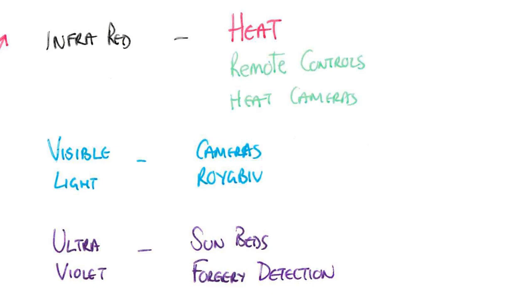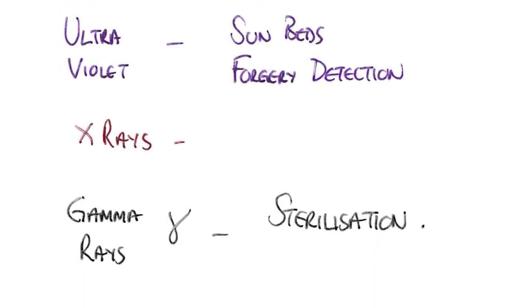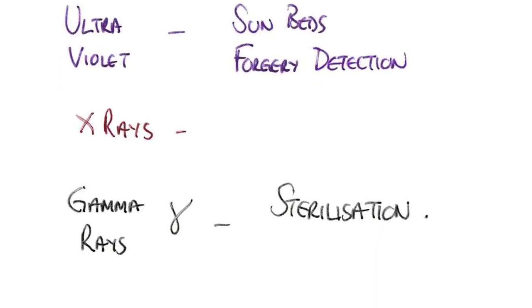Visible light is obviously used for cameras, and Richard of York gave battle in vain. It's the colours of the rainbow. Ultraviolet is used on sunbeds, and also it can be used to help prevent forgeries. Most banknotes and concert tickets will have a chemical in it that will glow under ultraviolet light. So we use ultraviolet light in fighting crime and forgeries. X-rays, for broken bones and medical uses, and gamma rays are used for sterilization, so medical equipment will have a burst of gamma radiation applied to them to kill any germs on it.